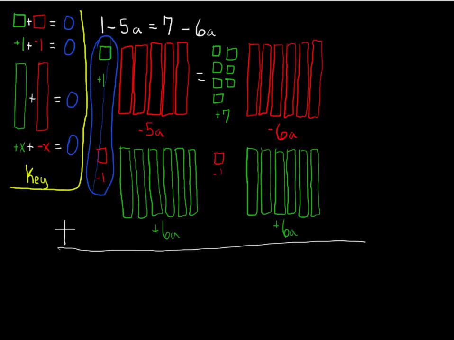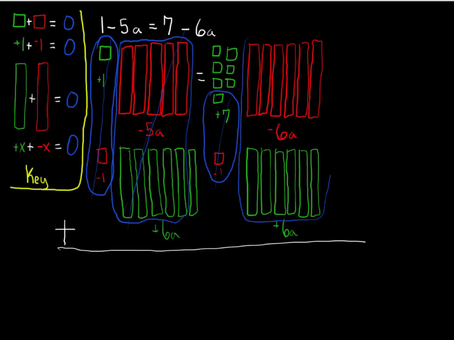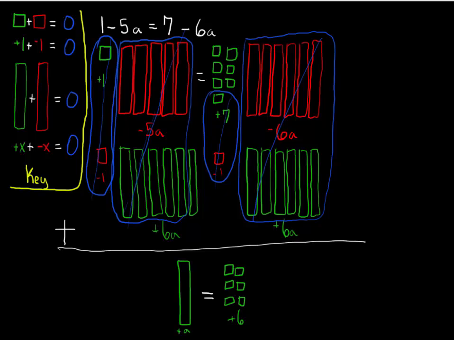Positive 1 and negative 1 make a zero pair. 5 of the positive bars cancel out with 5 of the negative bars, making 5 zero pairs. On the right side, 1 of the negative units cancels with 1 of the positive units. And also on the right side, all of the 6 unknowns cancel as well. Now I'll redraw the model with what's left over. A single positive bar on the left-hand side and 6 positive units on the right-hand side.